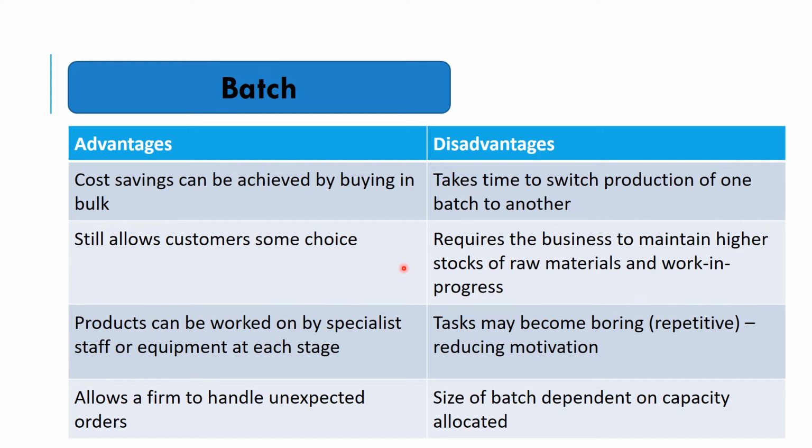Some disadvantages though, you do need to require some stocks of raw materials to make sure you can process each batch. It may take time to switch production from one batch to another batch as well. Once you've got down some of the disadvantages and the advantages, let's move on to the next one. Our next example of a production process is flow production.